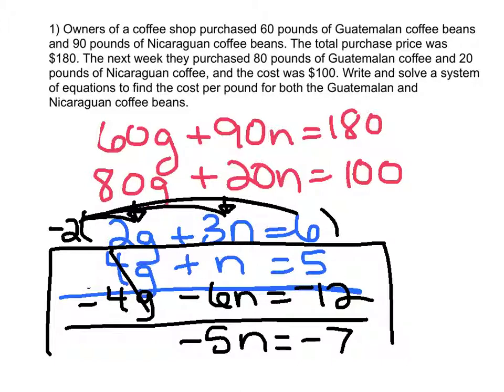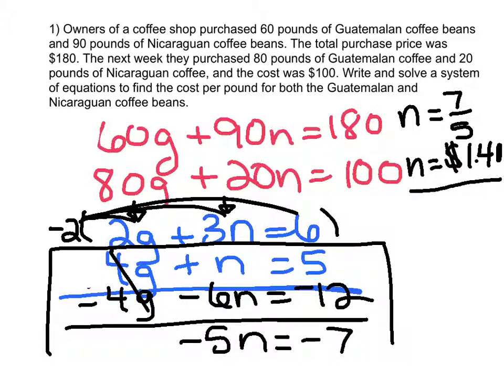When you solve for the n then, you get that n is 7/5, or we're talking money here, so if we make that a decimal, it is $1.40. In order to find out how much your Guatemalan beans cost, you can take this $1.40 and plug it into either one of your equations for n and solve for the g.